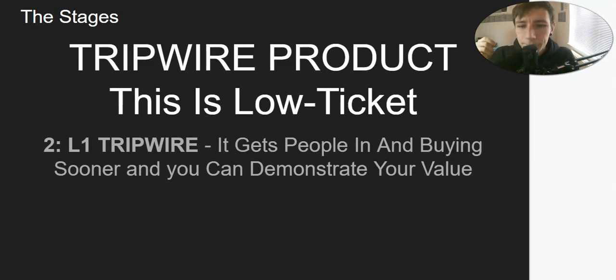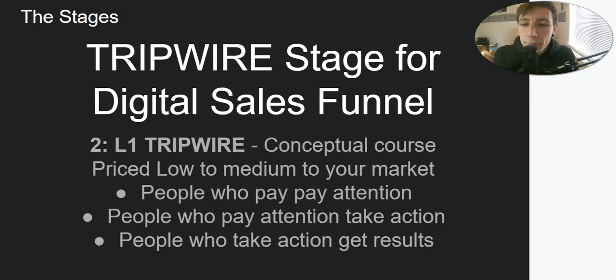Okay. Now, the next part is your Tripwire offer, and this is something that's low ticket, low barrier of entry. It gets people in and buying sooner rather than later, and it helps you to demonstrate your value. So someone comes in, they buy your low ticket item, you can demonstrate your value, and you can educate people more about your product as well. So your Tripwire stage of your digital sales funnel can be a conceptual course priced low to medium ticket, okay, depending on your market. Whatever your market is, if your market is more of a lower ticket market, it might be a lower ticket item. If it's a higher ticket market, it might be a higher ticket item.